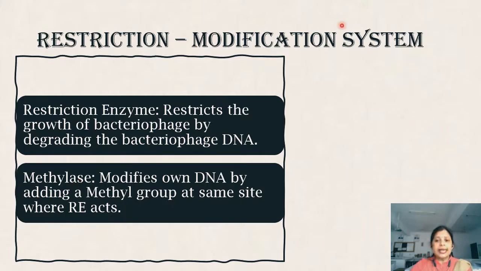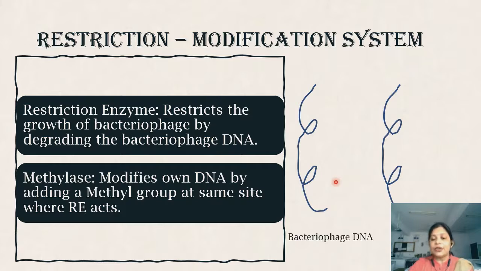This restriction enzyme restricts the growth of bacteriophage. The bacteriophage which is infecting the bacteria is going to insert its DNA, and the restriction enzyme, as we just saw, degrades that DNA by cutting it at its phosphodiester bond. But how is this restriction enzyme going to differentiate between its own DNA and that of the virus? For that, it uses a modification system involving methylase. This methylase modifies its own DNA. That is the DNA of the bacteria.